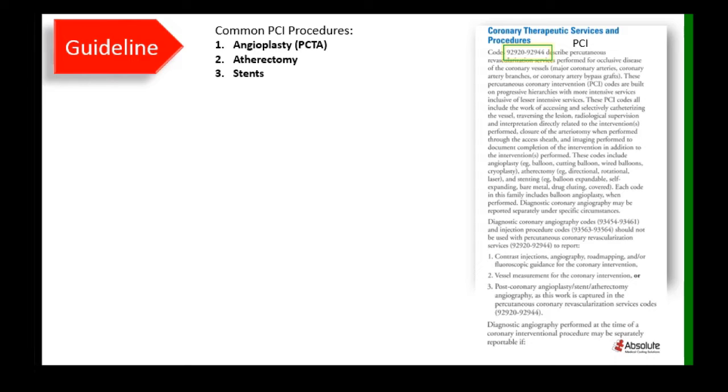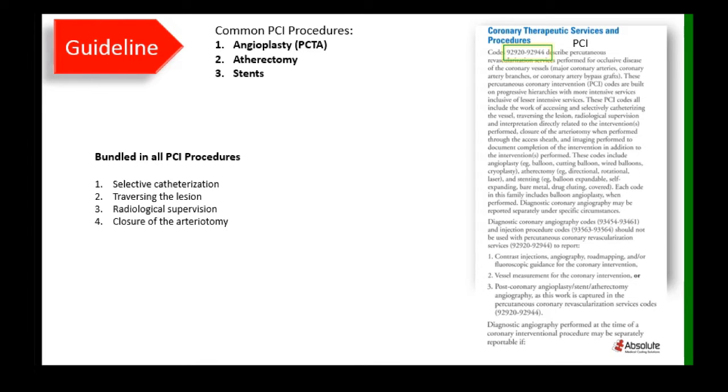One other point that I'd like to make before I leave the screen is that there are some bundled items in all PCI procedures. Those items are selective catheterization. The doctor is selecting where the catheter is ending. Transversing the lesion. Radiological supervision. Closure of the area. Arteriotomy. I have a hard time saying that. Arteriotomy. And image to document that the procedure has completed. And finally, diagnostic angiography.